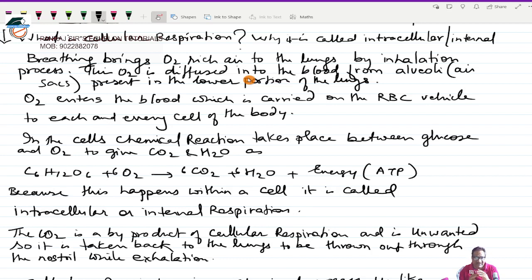In the blood there are RBCs, red blood cells. Red blood cells are nothing but the vehicle. So I have written here: oxygen enters the blood, which is carried on the RBC vehicle. Vehicle means it is a transportation vehicle. The RBC cells have a disc like structure, and the oxygen molecules sit on them. The RBCs keep floating throughout the blood. Wherever the blood goes, the RBCs will reach there carrying oxygen.